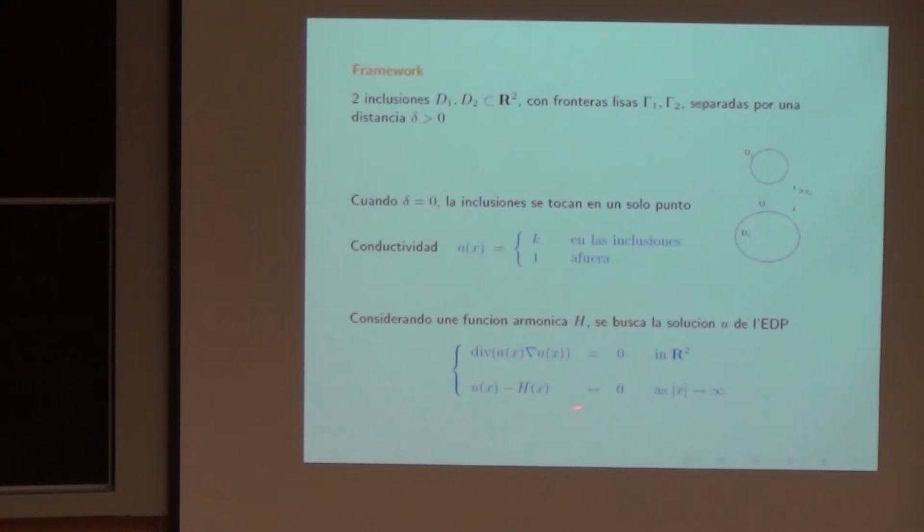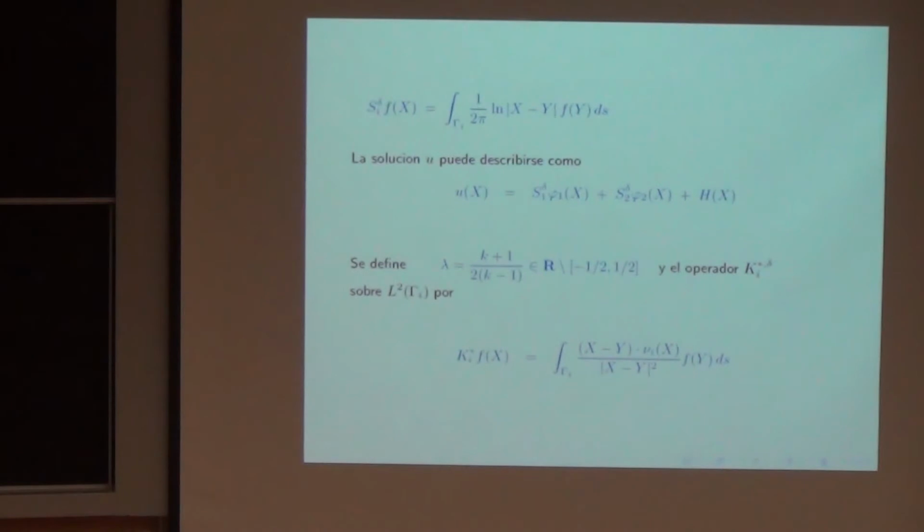So for instance, you may fix a harmonic function h and ask that u should look like h as you go to infinity. And this defines a well-posed problem for which you can show existence of solutions and so forth. And the question is, how does the gradient of u behave in this area as delta tends to 0, as the things come close?